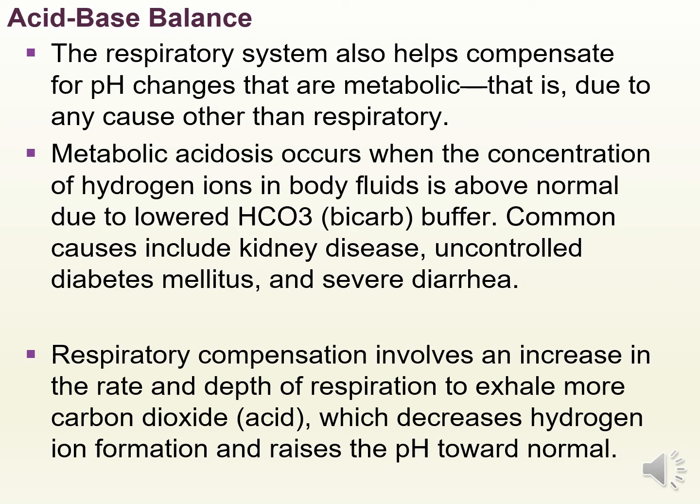And then we have to treat the problem. So if it's diabetic ketoacidosis, we're going to give insulin and fluids. And if it's anorexia, then we may have to give TPN or some form of nutrition. So in this case, respiratory compensation involves increasing the rate and depth of respiration to exhale more carbon dioxide or acid, and that's going to decrease the ion formation and raise the pH back towards normal.